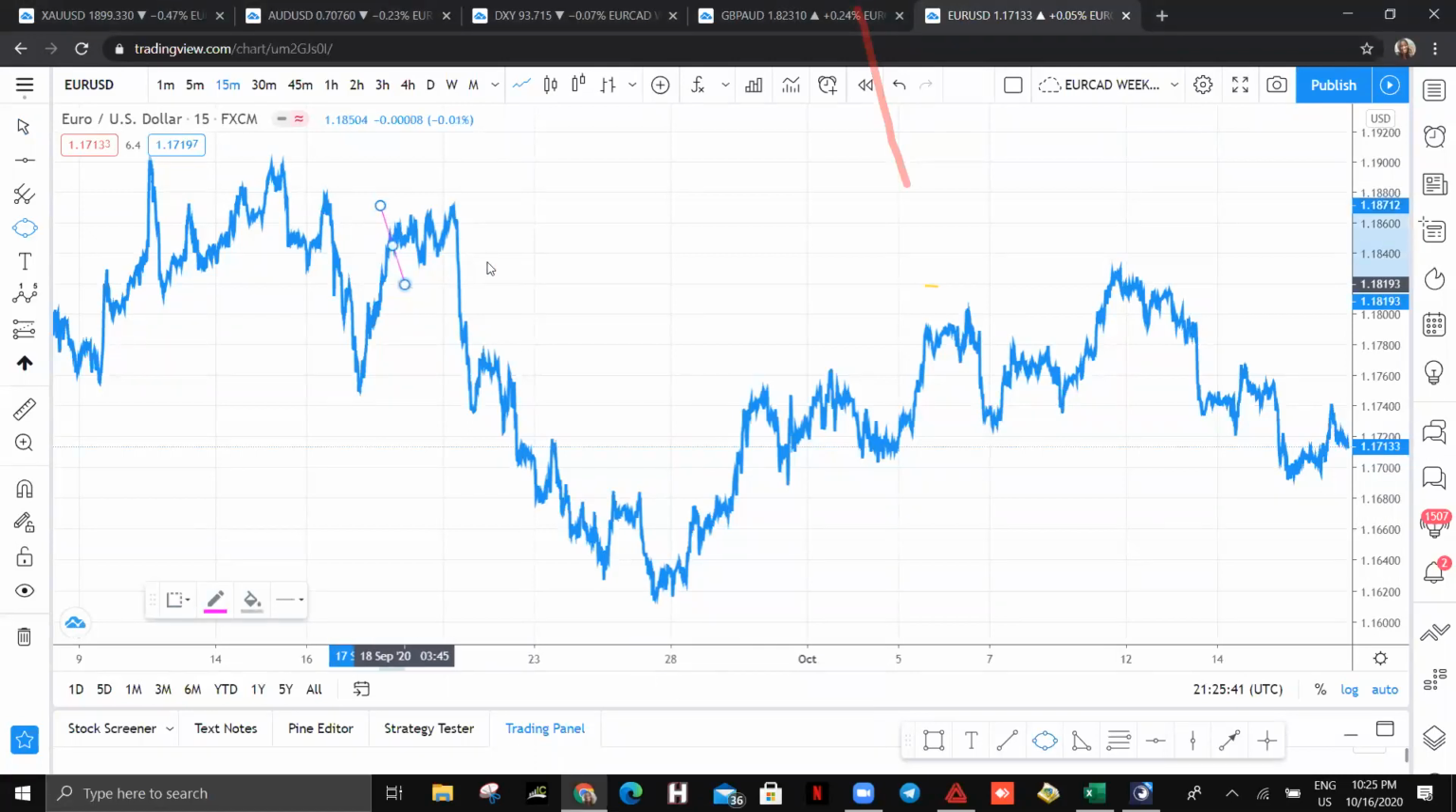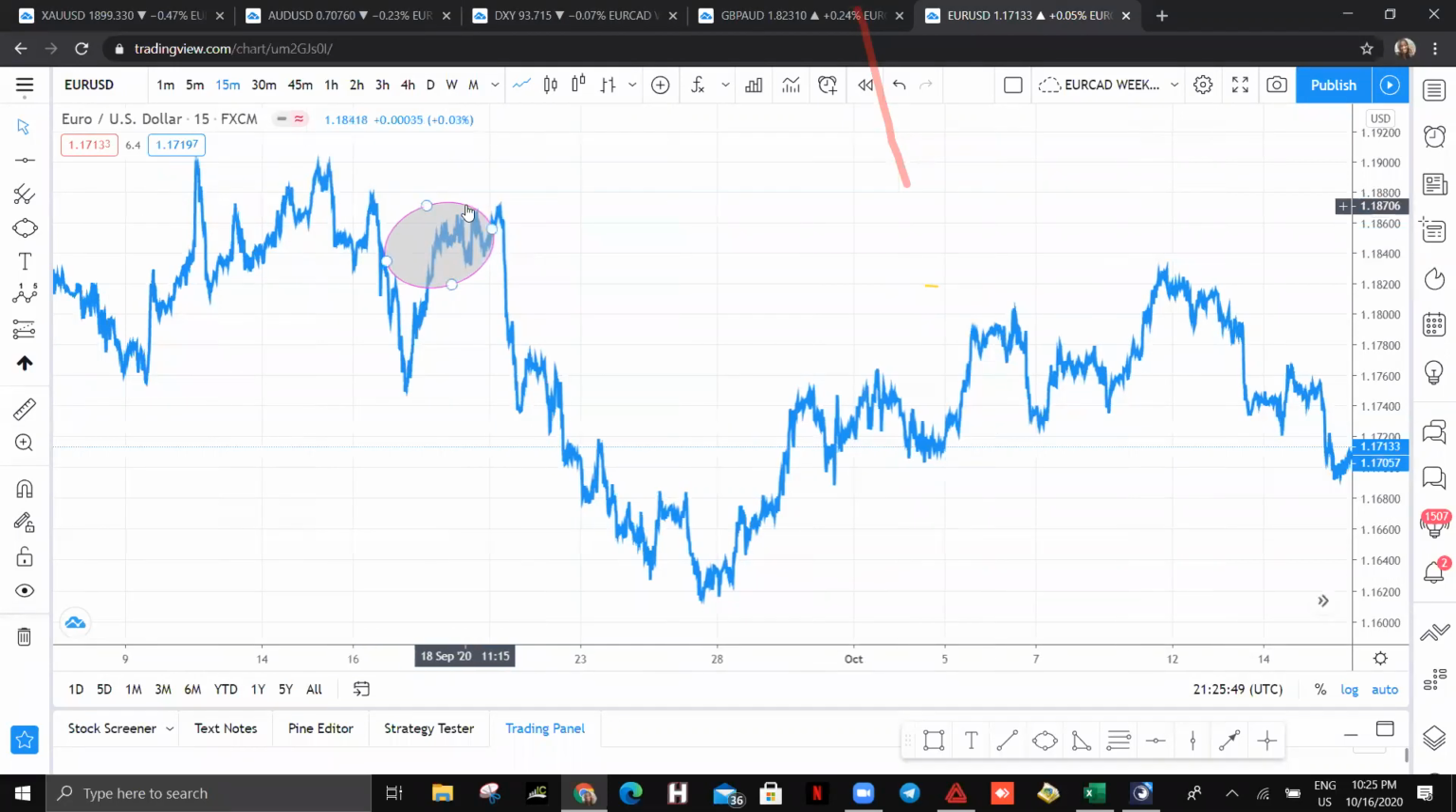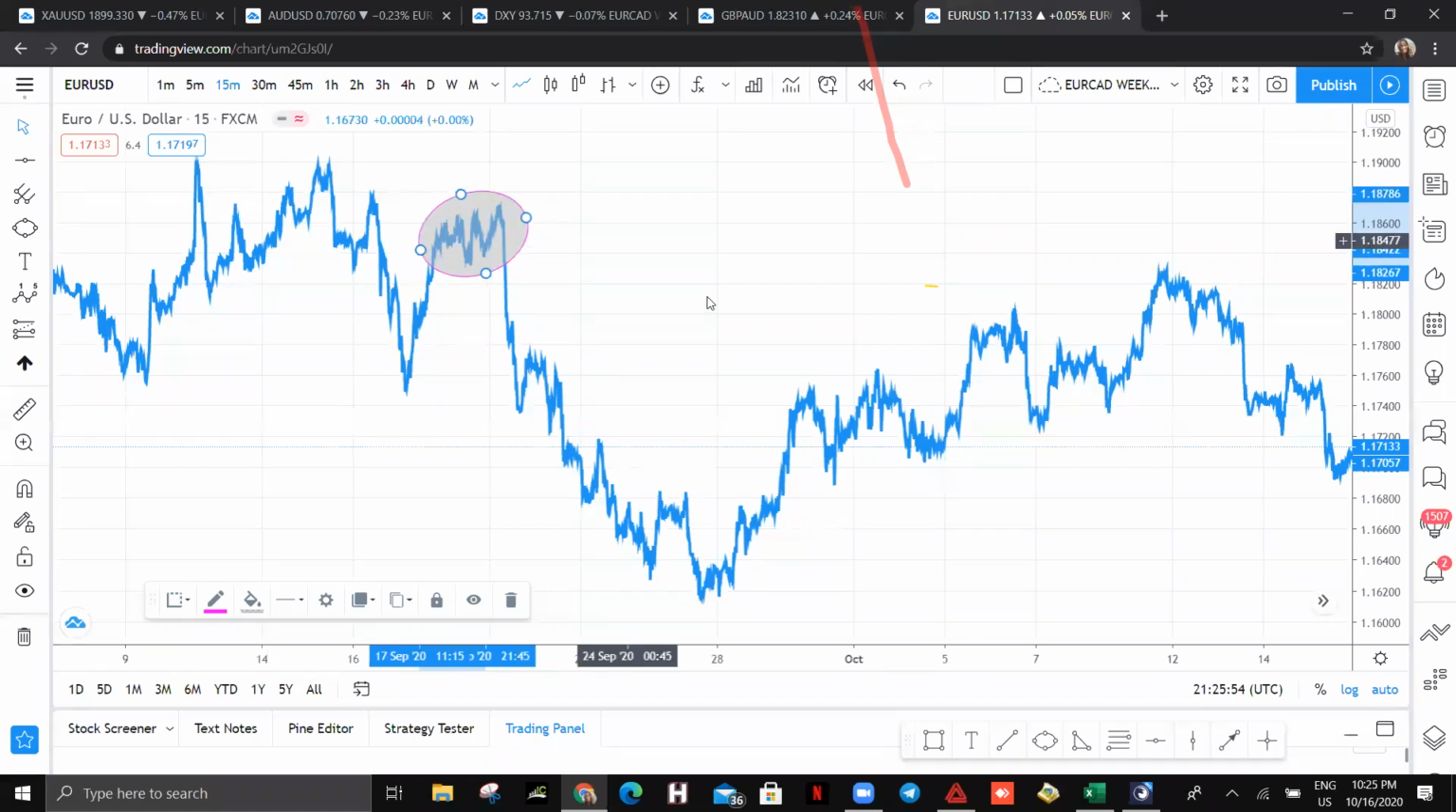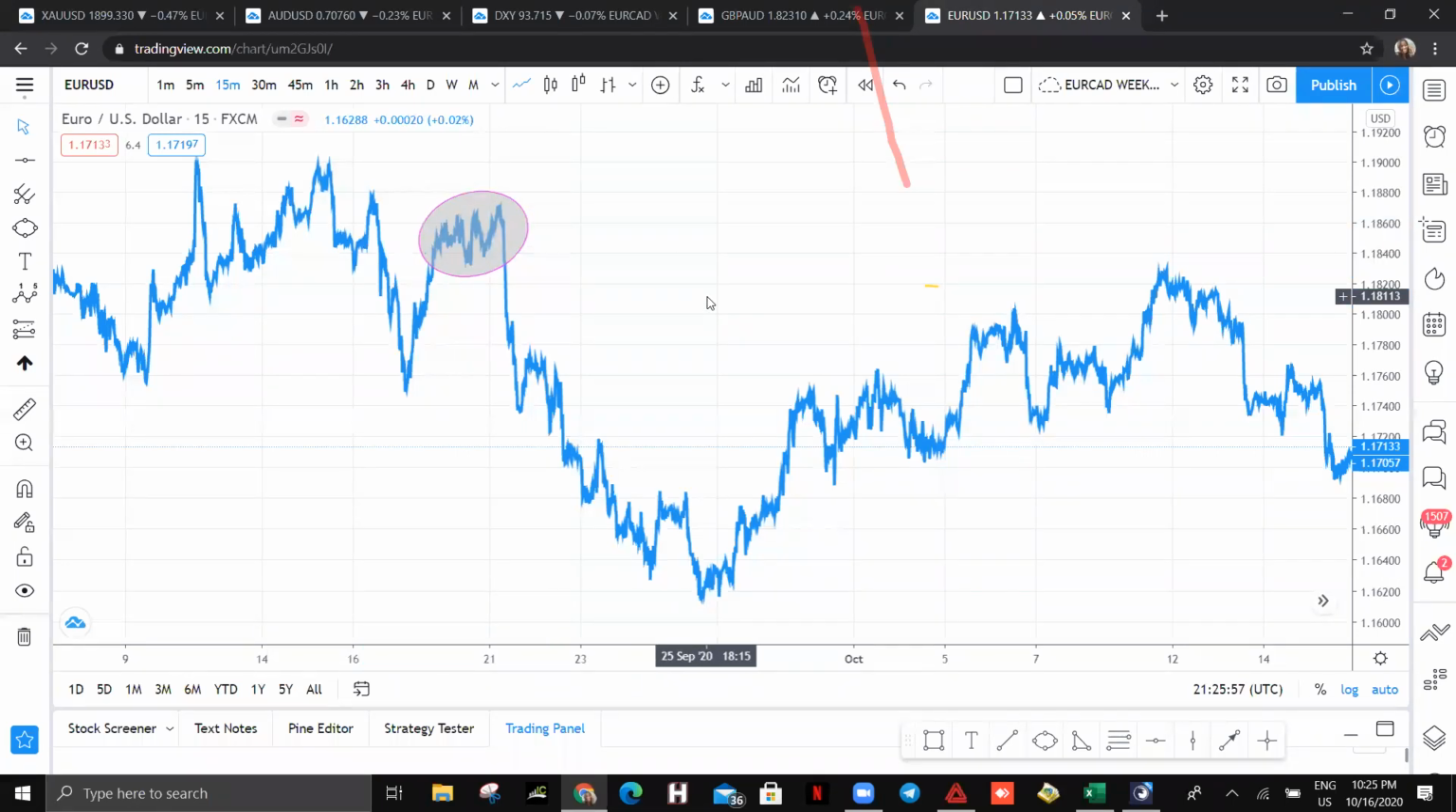Let me do that properly. How many times did the price touch this zone here? They are saying here. How many times does the price touch? Just from the peak that you're seeing, that is visible to you, how many times did the price touch it? Somebody wrote 3, somebody wrote 5, 3 times, 4 times.